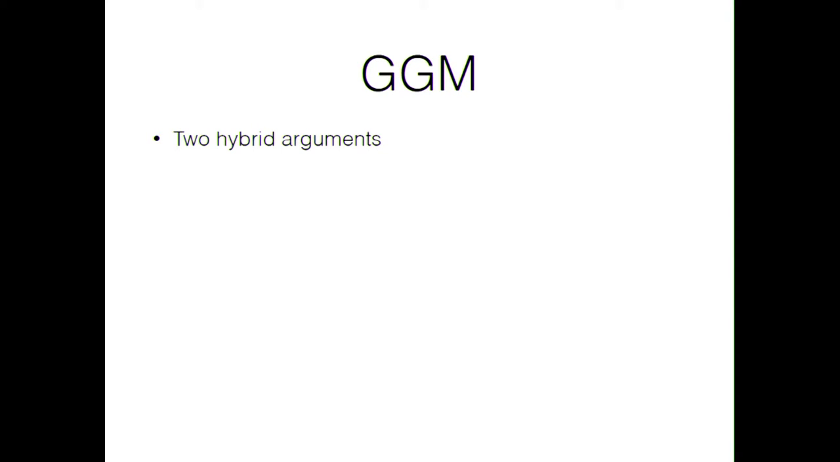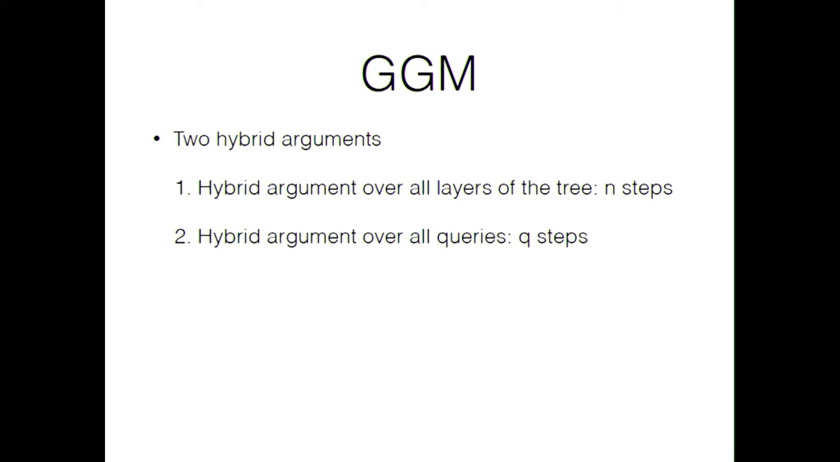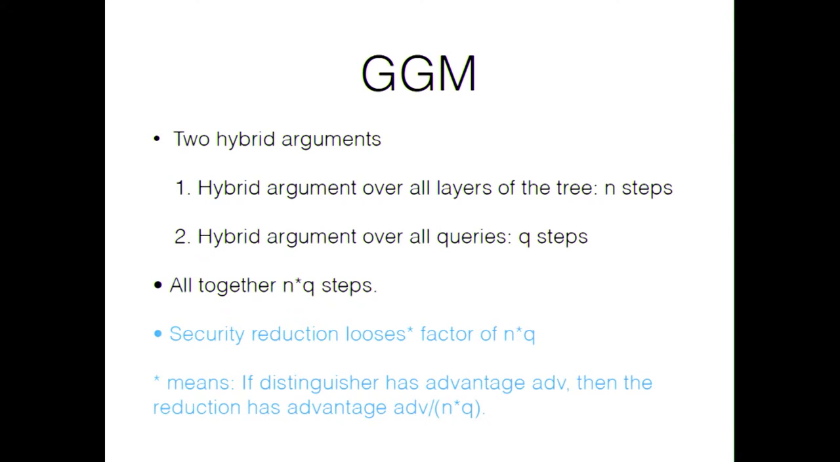So in summary, the proof consists of two hybrid arguments. The first one basically goes over the layers, and here we have n steps. And the second one goes over the number of queries. So in total, what we have is n times q steps. And this basically means that the security loss that we have there is also n times q. So this basically means if you start with an adversary that has an advantage ADV, what you'll have afterwards is a reduction with an advantage ADV over n times q.